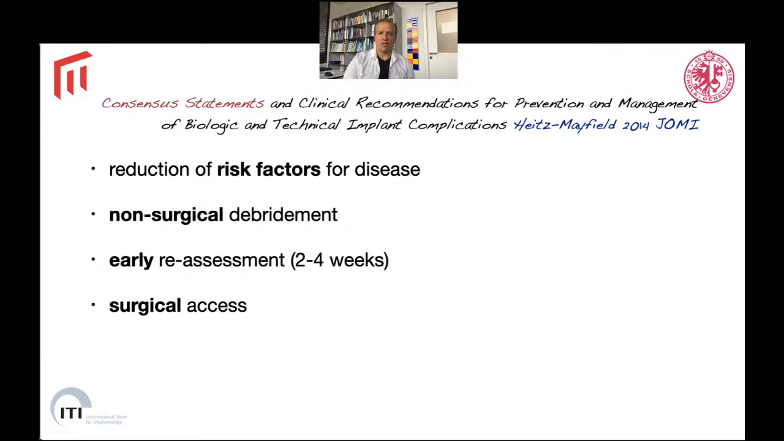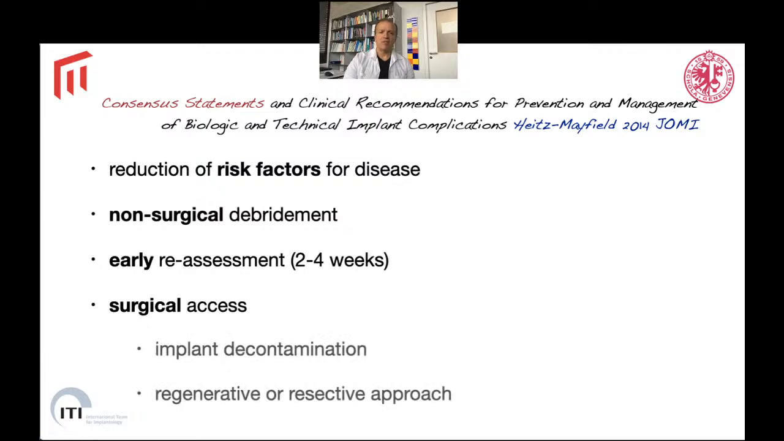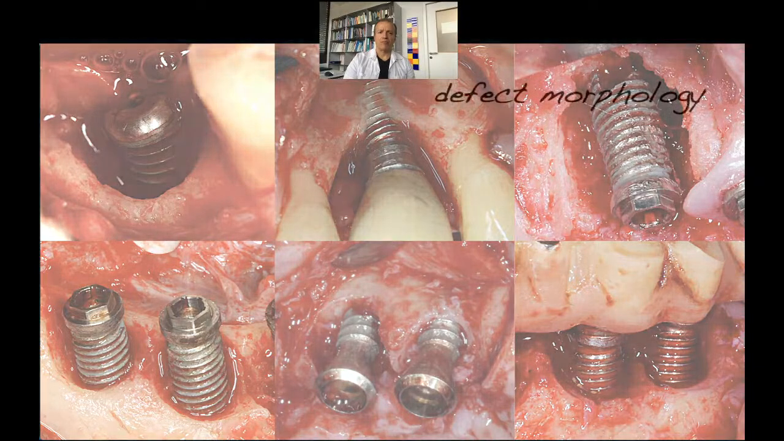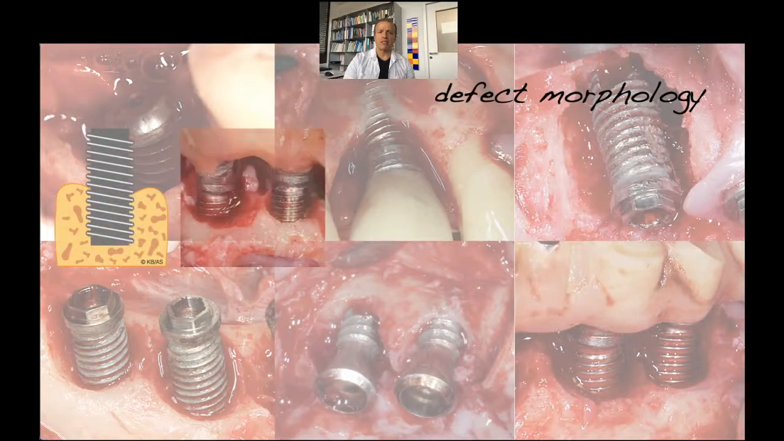So we have to open up the flaps, and the aim is to first decontaminate the implant surface, and then we have to decide whether we do a resective or a regenerative approach. Now, when we open up, we will see that we have different types of bone defects. So defect morphology is the next important thing in our decision making.